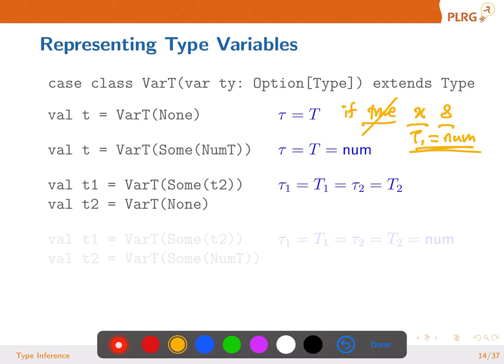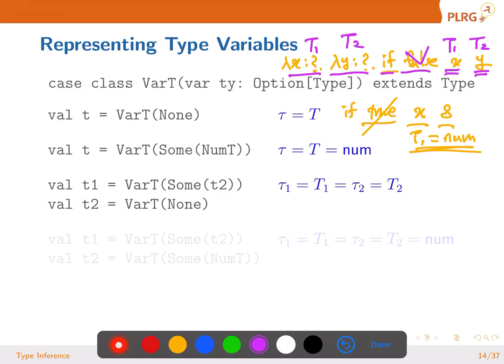If we have lambda x colon question mark dot, lambda y colon question mark dot, if false, x and y, what can we say? X's type is T1, Y's type is T2. If false boolean, okay. True branch and false branch should have the same type, so T1 should be the same as T2. That's this case. T1 is some type variable T1, but I know that type should be T2. Oh, really? Then what is T2? Another type variable. Then what we are saying is tau1 is var T, don't type T1, but at the same time, T1 should be T2. Okay, what is T2? Another type variable T2.